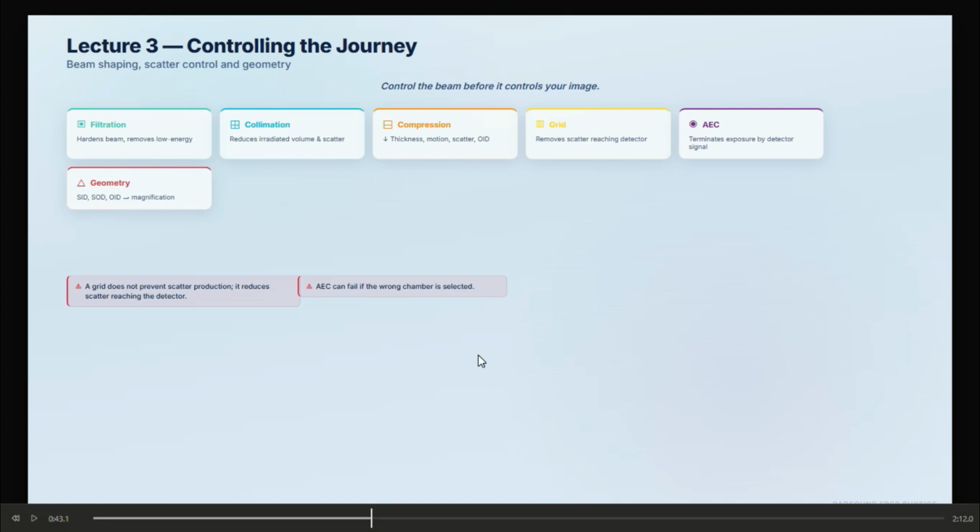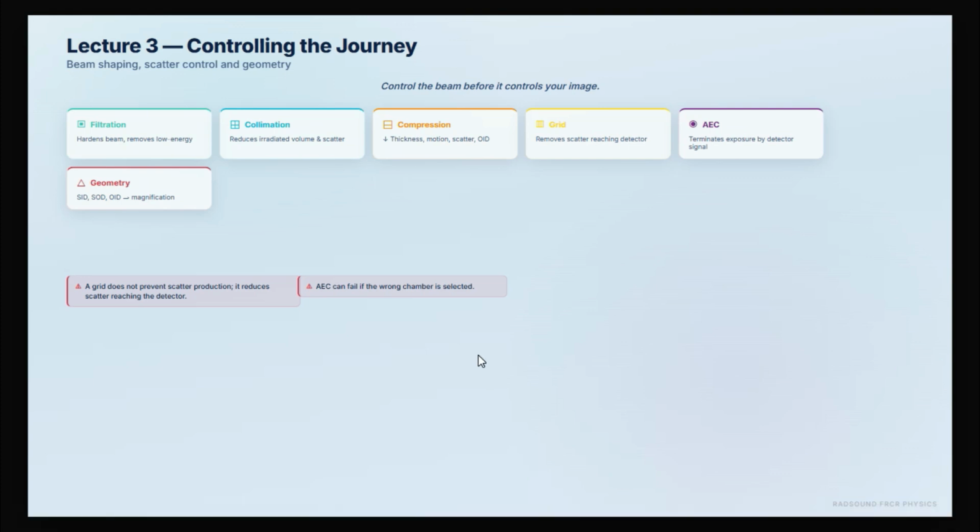So in controlling the journey, we are doing something to get only the remnant beam as much as we can and remove most of the scatter, so that we can get a better quality image.